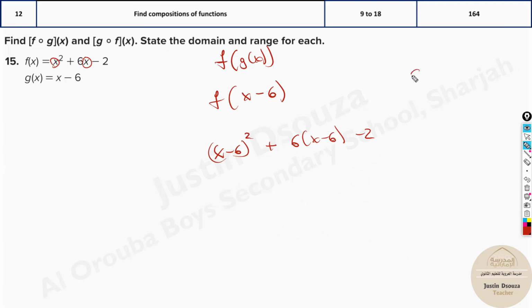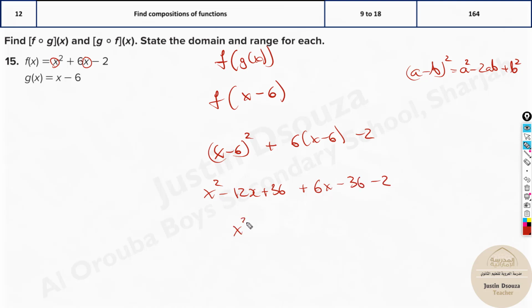What is x minus b the whole square? You should know the identity. It is a squared plus 2ab. Sorry, it's minus, right? So it will be minus 2ab over here. a squared minus 2ab plus b squared. Don't forget that formula. Now over here it will be x squared minus 2 times x and 6, which is 12x, plus 6 squared is 36. Plus over here just multiply 6x minus 36 minus 2.